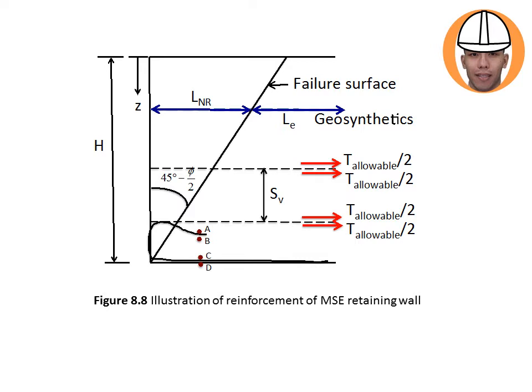Also, we have this S_V, which is the vertical spacing between the reinforcement. So this T is basically the reinforcing force. Okay, so that is the resistance, because you want to resist the possible failure of this surface.